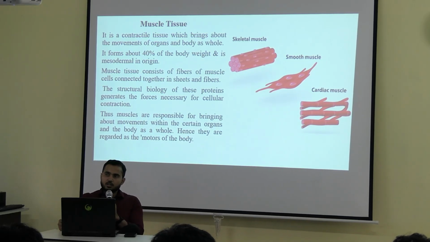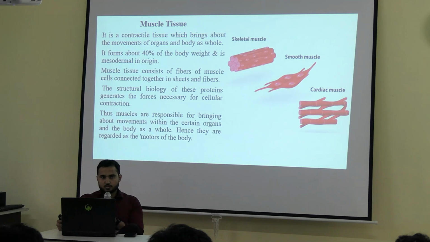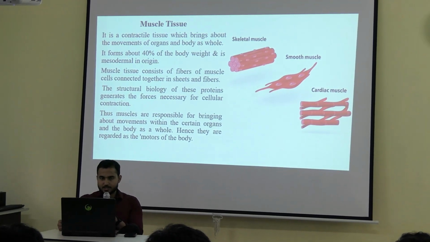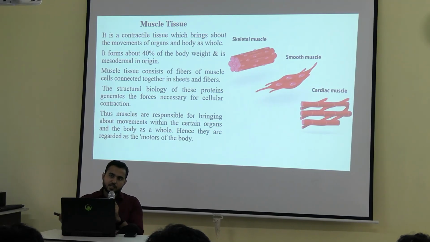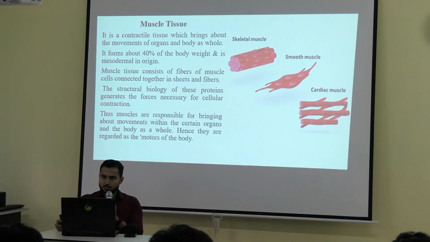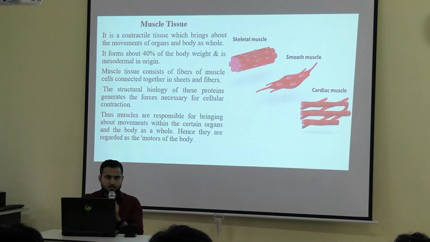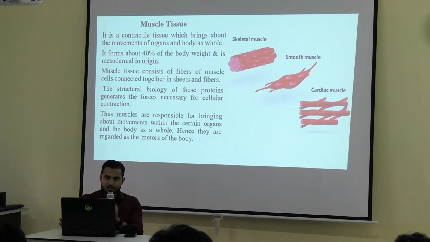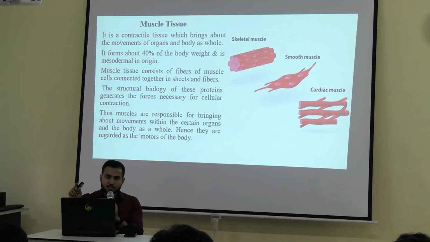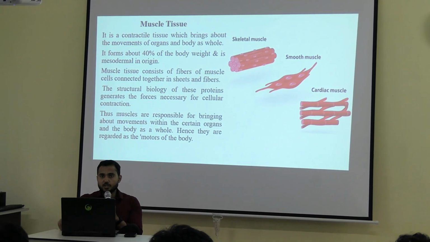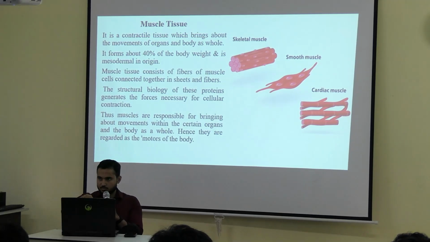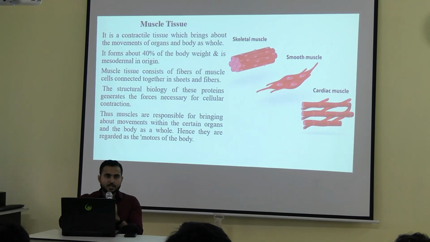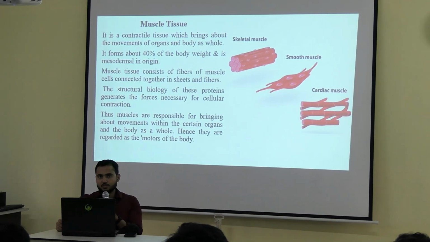Next, in the structure of the muscle tissue, especially in the cell, you will see specialized contractile proteins are present inside the muscle tissue, and that gives the ability to the muscle to contract. Why is it a contractile tissue? Because in the muscle cell, the myocyte, a specialized contractile protein is there, and because of the presence of those proteins, contraction is possible in the muscle tissue.